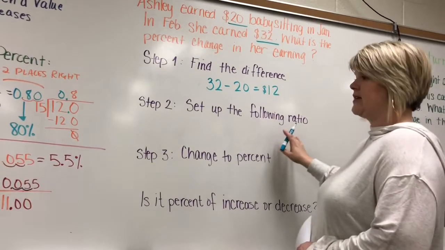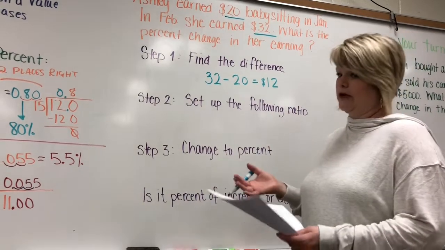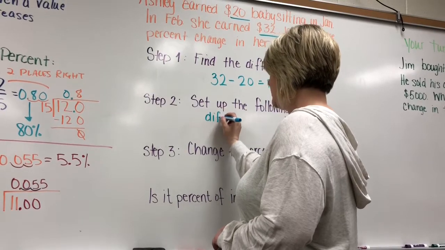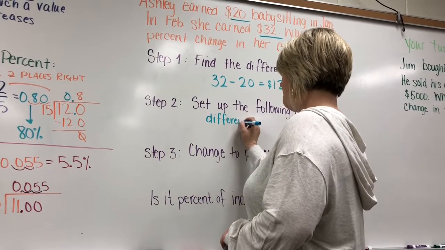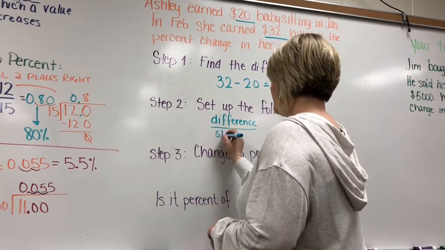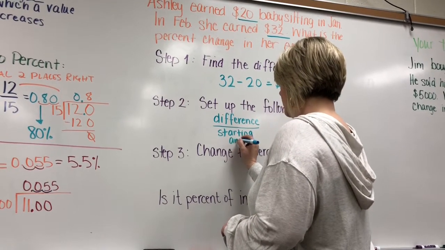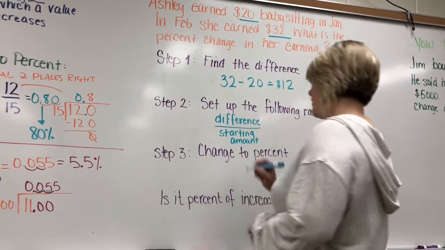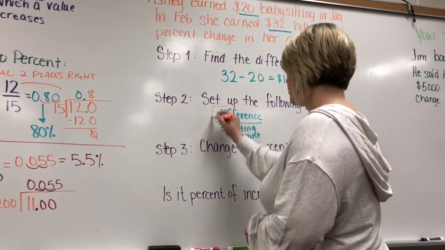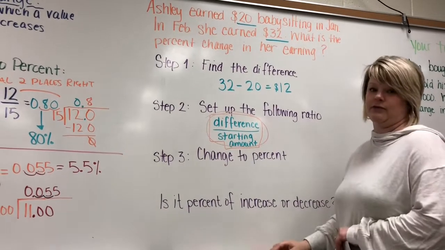Once we find the difference, we're going to set up the ratio. If you've seen my previous video, then this should be pretty easy. So I'm going to set it up as the difference over the starting amount. Not the new amount, not the higher amount, the starting amount. A lot of my students make that mistake. Make sure you write this, you circle it, you do something so that you never forget it, whatever it's going to take for you to remember that.